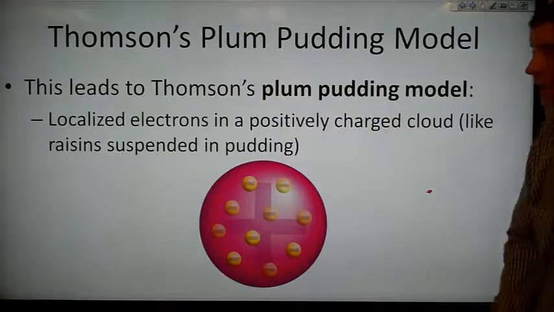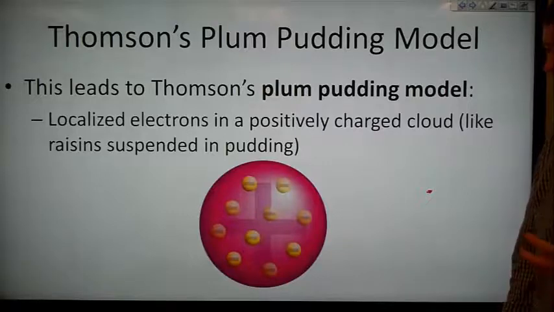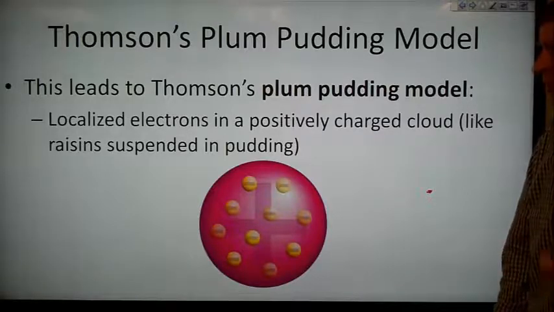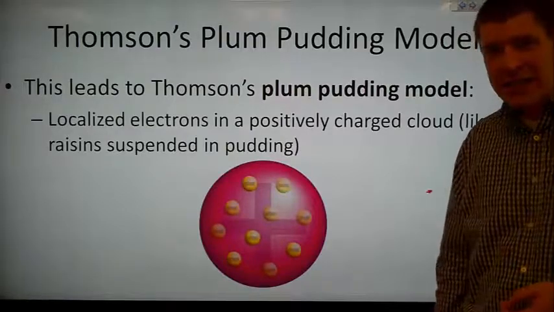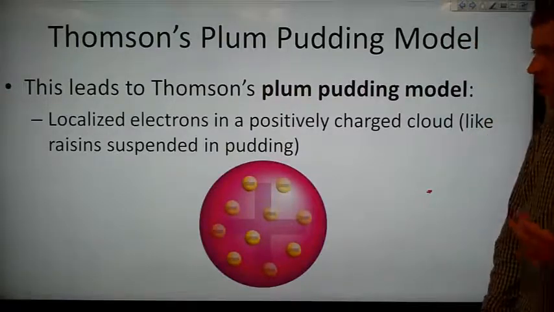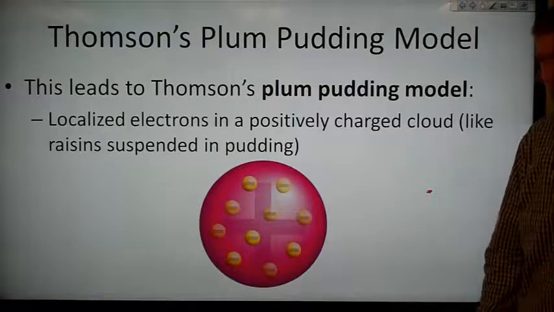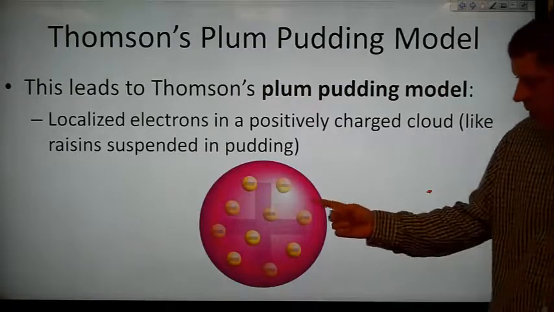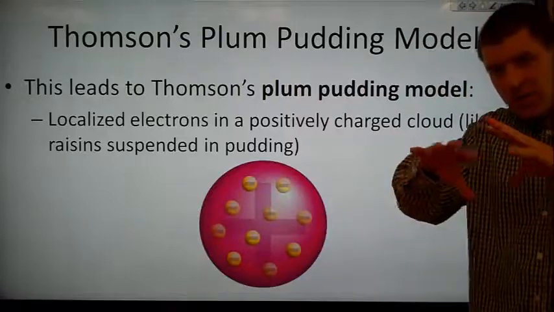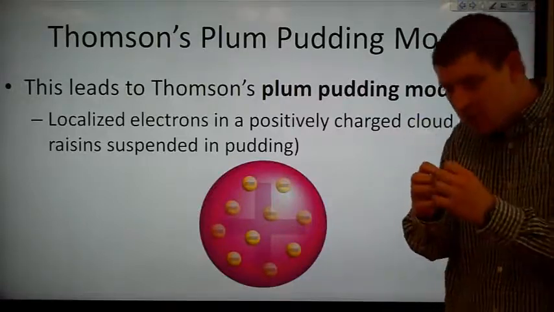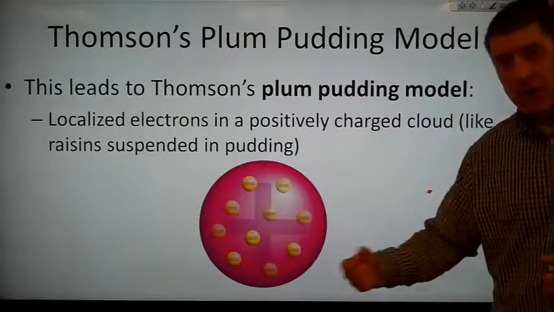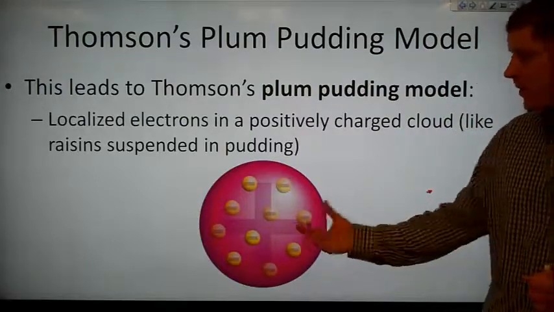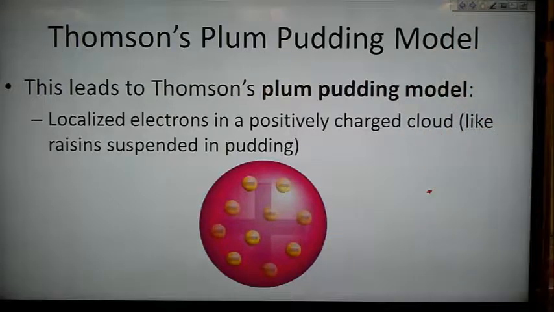So in England at the time, plums were raisins, so it was basically a raisin pudding kind of thing. It was a little bit like a fruitcake, where you've got the pudding, which is a diffuse positive charge, and then you've got these little denser islands of negative charge in there, and we can get those out of the atom. And so we've got these localized electrons in a positively charged cloud, something like raisins suspended in pudding.